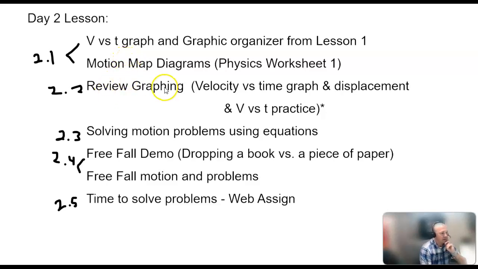And then we'll get into motion maps or motion diagrams, which are just a different way to represent motion, and some people think that or feel like it makes it easier, so we'll do that too. Then in the second video, we'll get into reviewing graphing, so we'll practice some more position versus time and velocity versus time graphs. You guys need that practice to get better, so you're prepared for your assessment with those questions.